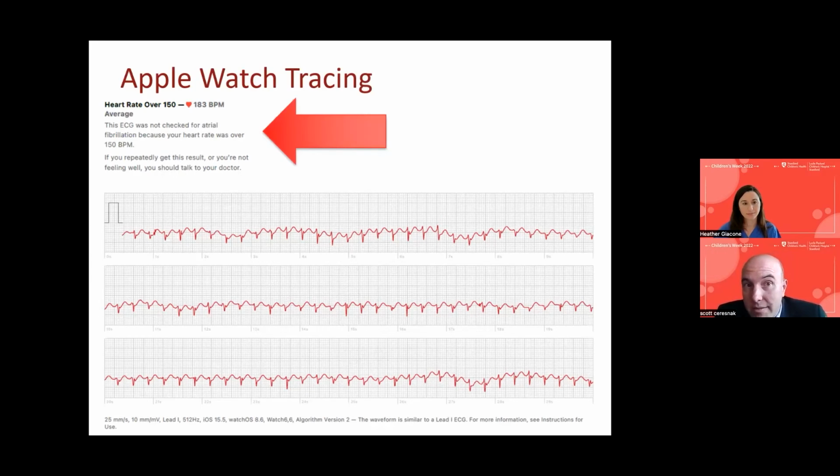And you can see the response from the watch basically said the EKG was not checked for AFib because the heart rate was over 150, and that just leaves this sort of unknown: is this an arrhythmia or is it not? The patient then noted on the watch, all of a sudden the heart rate drops to 90. There was a sudden change. So was this an arrhythmia in this patient or was it not?